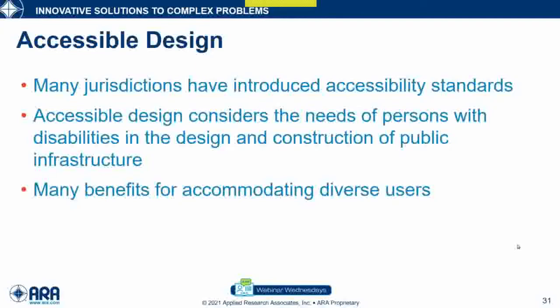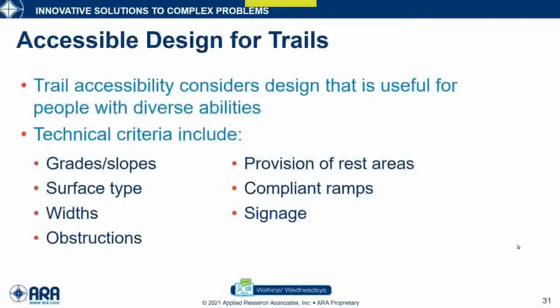As part of construction, retrofit work or reconstruction work, many agencies are upgrading their facilities to implement some additional accessible features, and I'll get to how that applies to trails on the next slide here. As part of this, we considered a number of criteria. Seeing as this was done in Ontario, the Accessibility for Ontarians with Disabilities Act was the defining legislation here. Some of the technical criteria evaluated on this project were longitudinal grades, cross slopes, surface type, trail widths, the presence of horizontal or vertical obstructions, and the provision of rest areas, which usually meant a bench at regular intervals, so that trail users could take a break if needed.